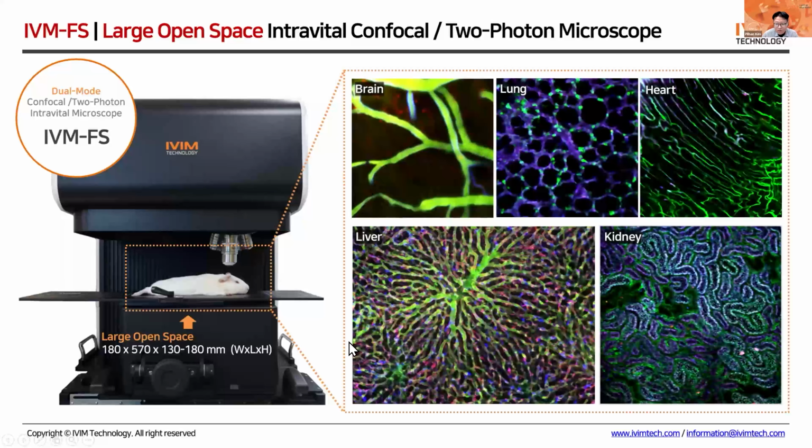And then these are images obtained from the various organs in the lab model. So not just the brain, we can also image all other organs in the lab by using our FS model.